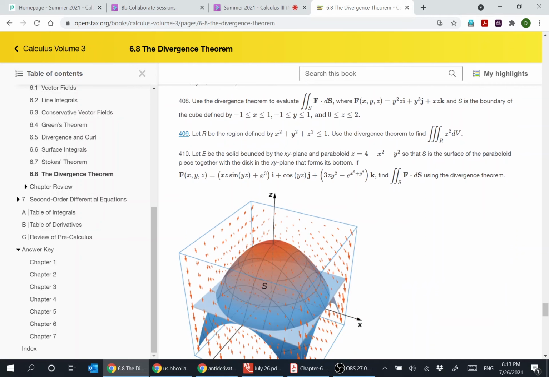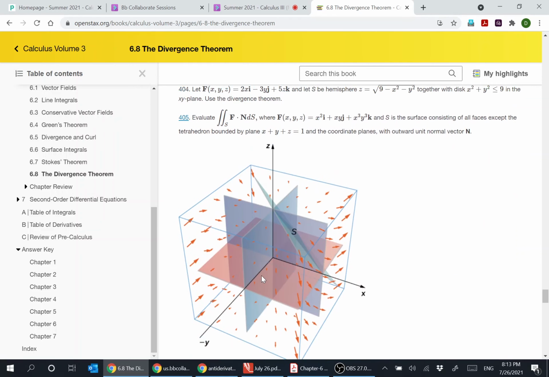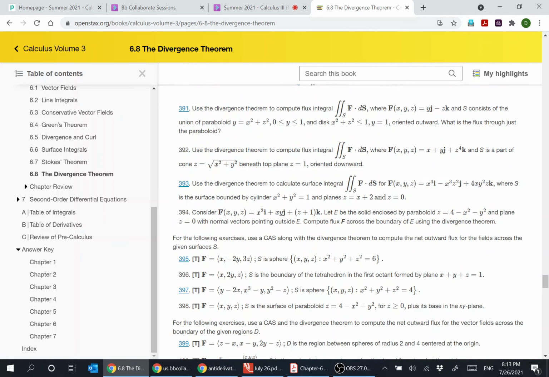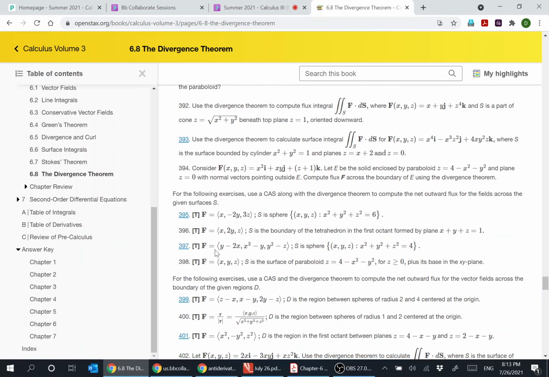410? No. 397, I think, did. Yeah. Here we've got the sphere of radius 2. So let's look at 397. And here is F.